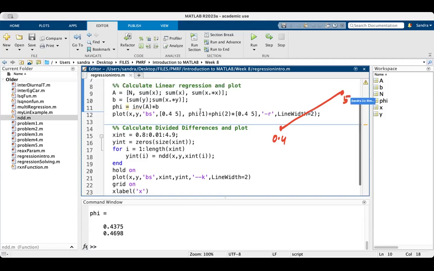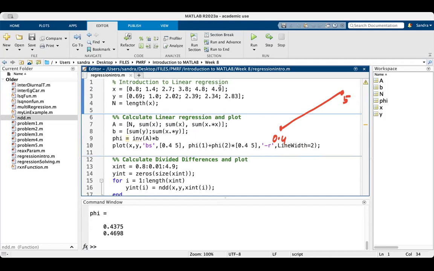If you ask me why I'm taking these, it's because you can see the starting x value is 0.8. I can take 0.8 also; it doesn't make a difference. The largest value is 4.9, so I take 5, something close to that. I can also take 4.9, that is completely fine. Here I've taken 5 instead of 4.9.